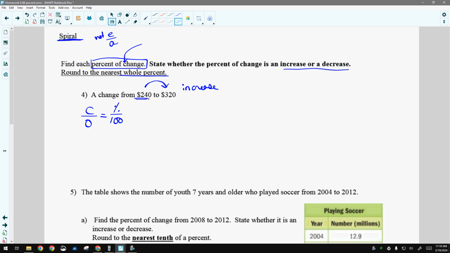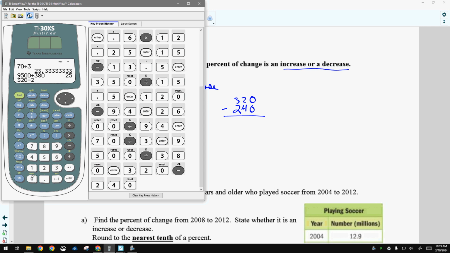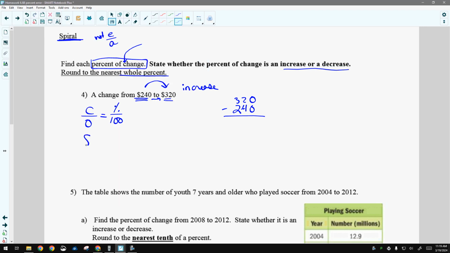Okay? When you're given little information like this, it just says a change from 240 to 320. That means you're starting here and you're going to 320. So first we need to find how much the change is. So we're going to take those two numbers. I always put the big number first. Okay, so 320 minus 240 gives me 80. Yes, 80. 80 over O, and O stands for the OG, the original. The original is where you start from. Okay, you're going to 320, but you're starting from 240.